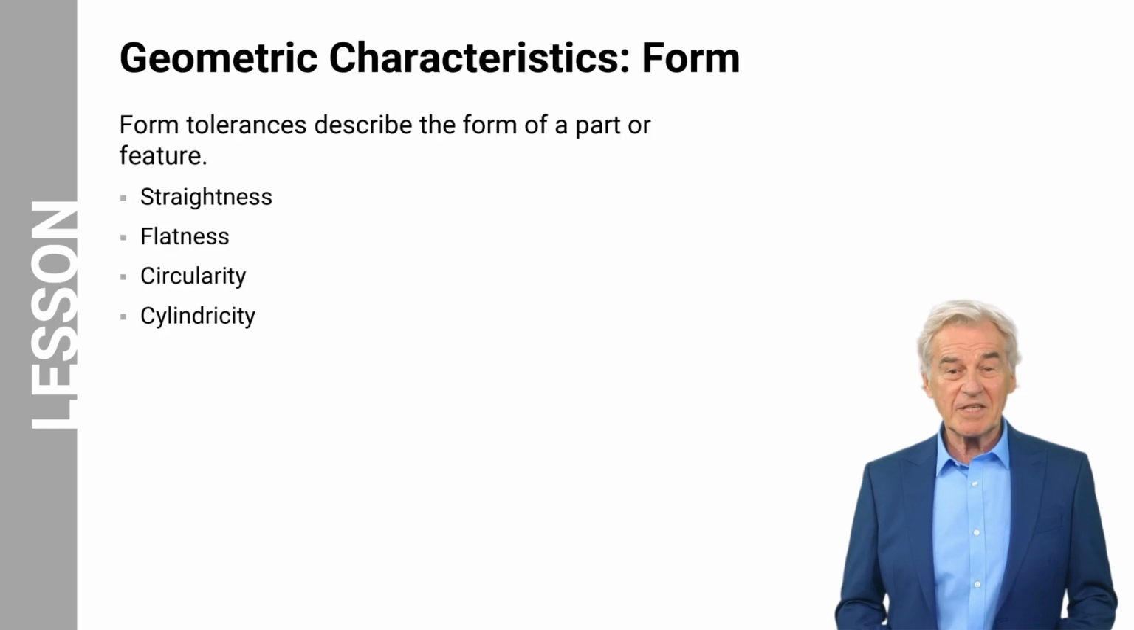The types of form geometric tolerances include straightness, flatness, circularity, and cylindricity. These describe the form of a part or feature.